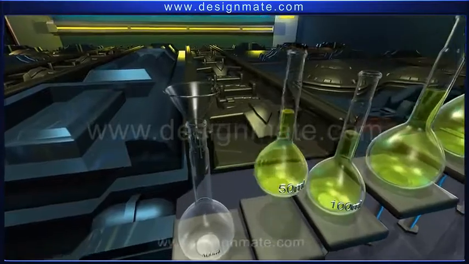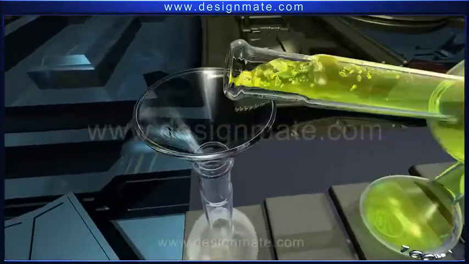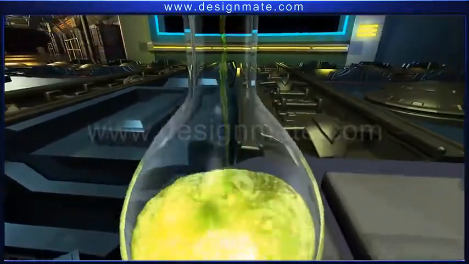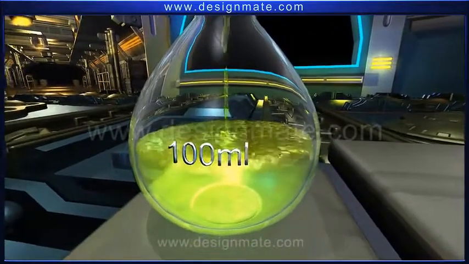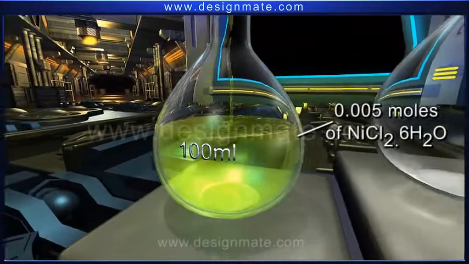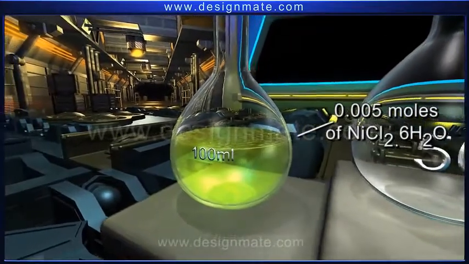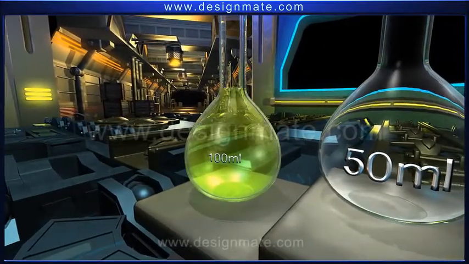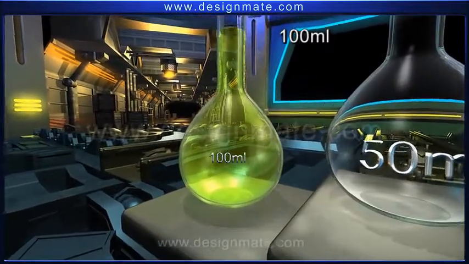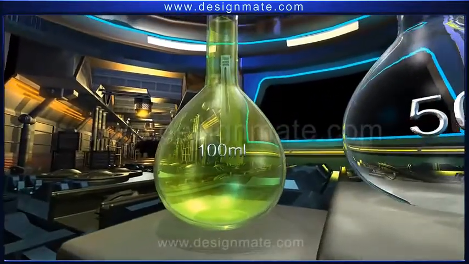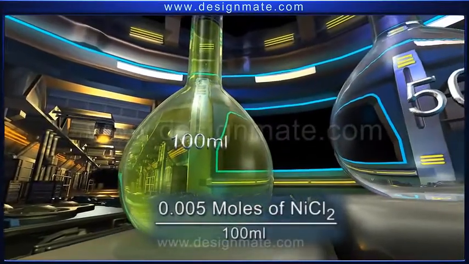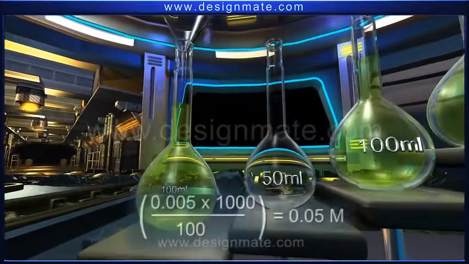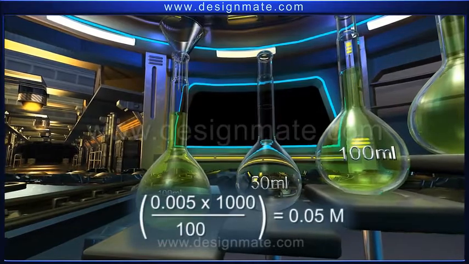Now, let us transfer the contents of the 50 ml standard flask into a clean, empty 100 ml standard flask. At a molecular level, this means we are transferring 0.005 moles of NiCl2·6H2O into a 100 ml standard flask. Dilute this solution up to 100 ml using distilled water. The resulting solution will now have 0.005 moles of NiCl2·6H2O present in 100 ml. The molarity of this solution will be 0.05 molar.